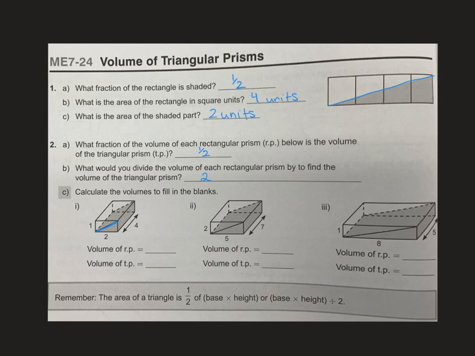So in order to calculate the volume of a rectangular prism, we need to calculate length times width times height. So for this first rectangle, what 3 numbers would we multiply? You'd multiply 1 times 2 times 4, and that would give us 8 units cubed. Then to figure out the volume of the triangular prism, we simply need to cut that in half. So it would become 4 units cubed.